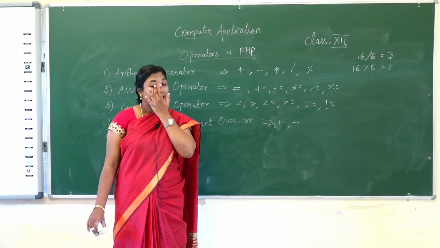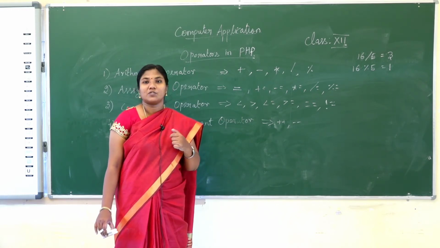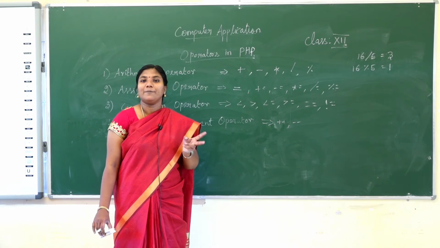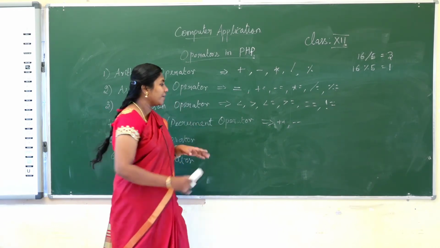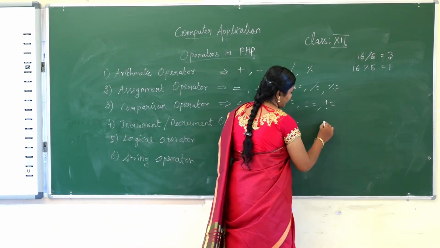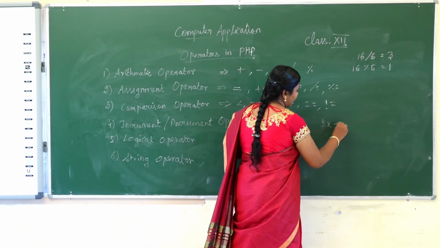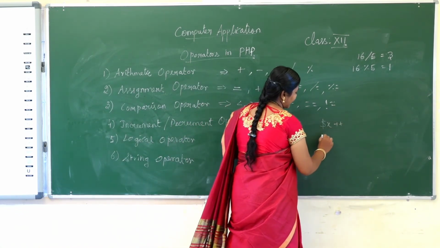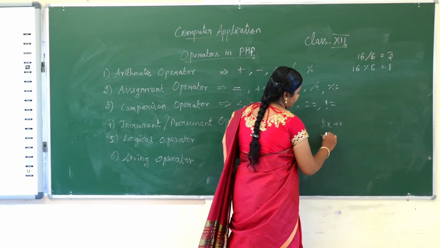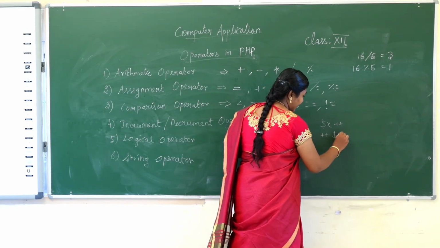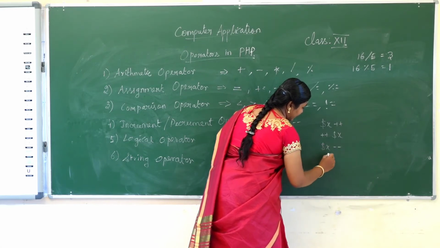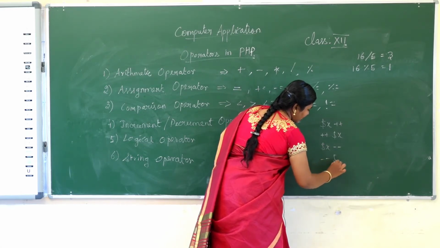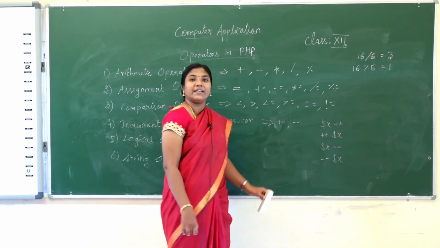minus minus. These operators can be used as post increment and pre increment, and at the same time post decrement and pre decrement. Okay. So what do you mean by that? $x plus plus is post increment and plus plus $x is pre increment. Similarly, $x minus minus is post decrement, minus minus $x is pre decrement.